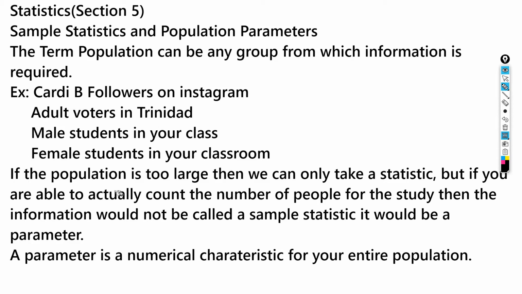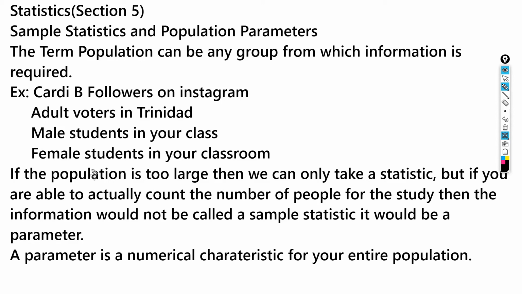So it says here if the population is too large, then we can only take a statistic. But if you are able to actually count the number of people for the study, then the information would not be called a sample statistic. It would actually be called a parameter, right? So basically what it's saying here is that anytime you have a parameter, this parameter is a numerical characteristic for your entire population. So that means that you can actually count every single person and ask every single person a question based on whatever you may want to do.